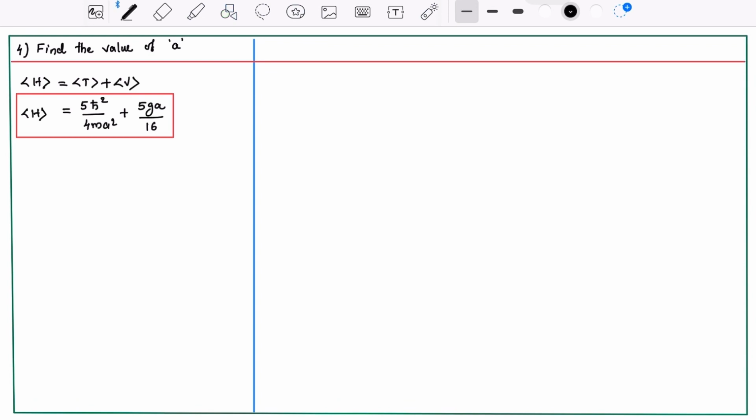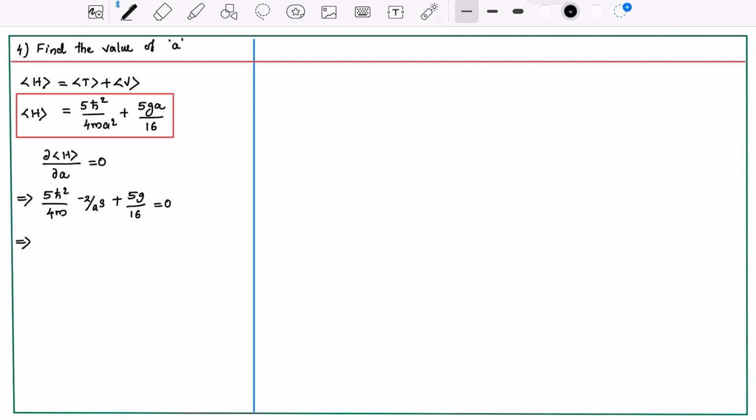Now we have to evaluate A. We have to find out the value of A, which is the unknown parameter in the wave function. For that, take ∂/∂A of the expectation value of H equal to 0 and find out what A is. ∂H/∂A equal to 0 gives 5ħ²/4m times minus 2 by A cubed plus 5g/16 equal to 0.